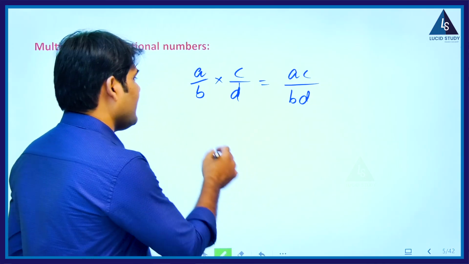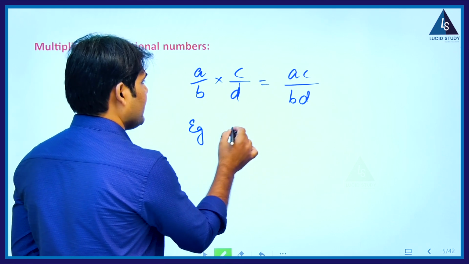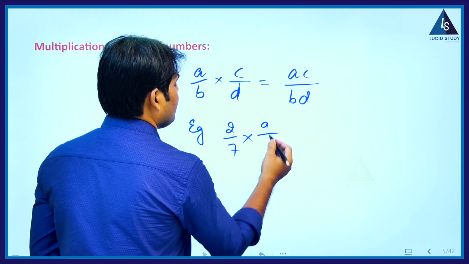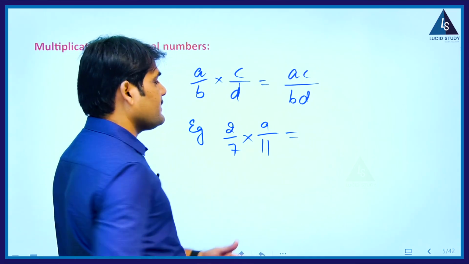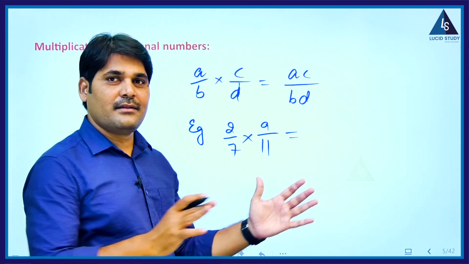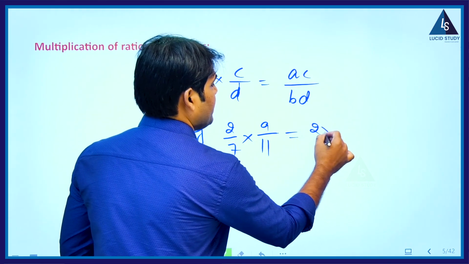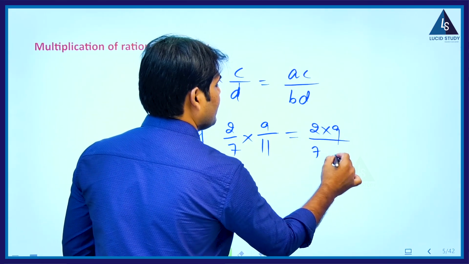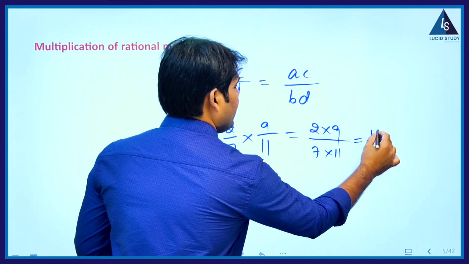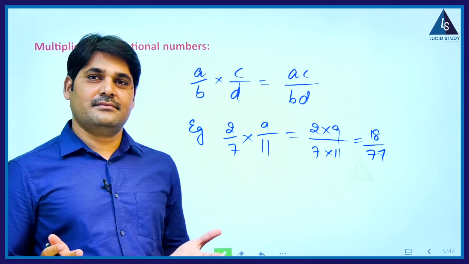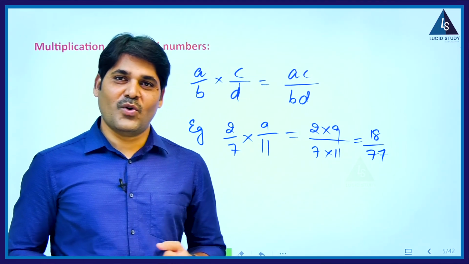So for example, if I take 2 by 7 into 9 by 11, what will be your answer? I need to multiply the numerators and multiply the denominators. So 2 into 9 by 7 into 11. 2 into 9 will be 18 by 7 into 11 is 77. That's all. So multiplication is over.